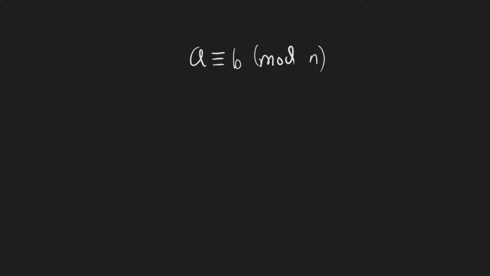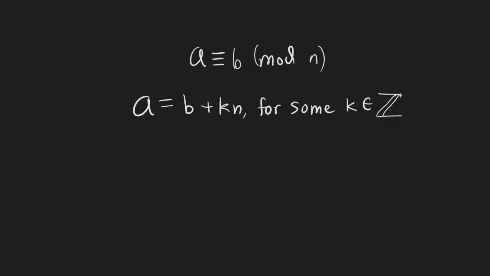Today we're going to be talking about modular arithmetic. So first, what do we mean when we say A is congruent to B mod n? All it means is that A equals B plus k times n for some integer k. Or in other words, n divides A minus B.